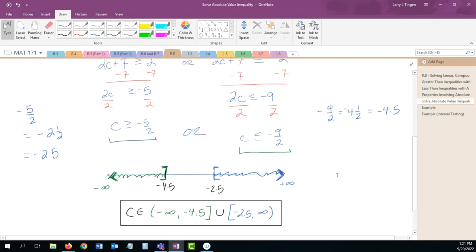All right, what does this mean? This means that all of the numbers less than or equal to negative 4.5 or greater than or equal to negative 2.5 all satisfy the equation above and make it a true statement.